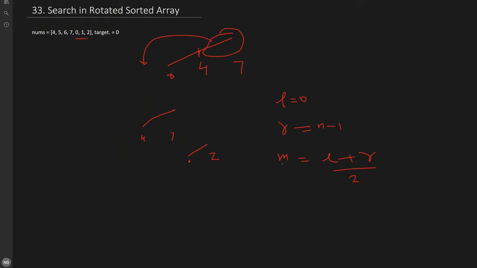Once we get the mid element, we will compare. If nums[mid] is the target itself, then we found that the number is present in our array. If this equals the target, we will return mid itself, since mid is the index where our target element is present. If it is not the case, then how do we decide which half to discard? Like, we need to increase L to m plus 1 or decrease R to m minus 1.